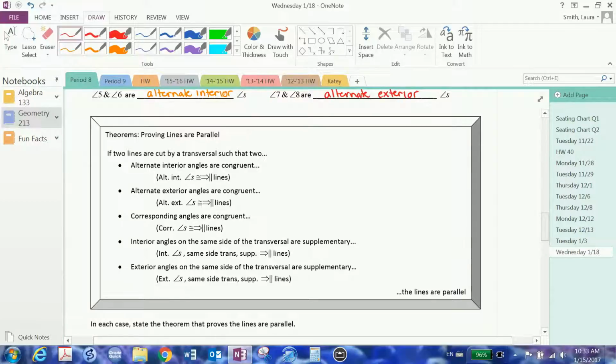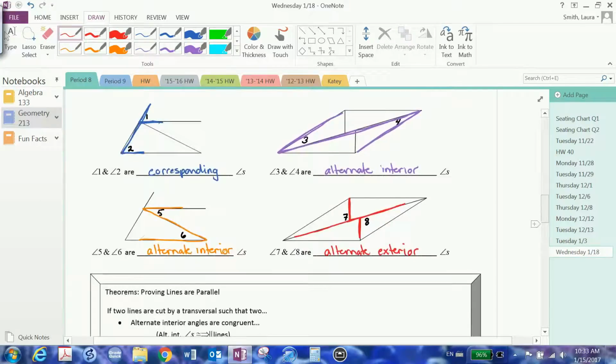If 2 lines are cut by a transversal such that, okay, so here's our situation. We have to have 2 lines cut by a transversal. If in that situation we now have 2 alternate interior angles that are congruent, then we must have parallel lines. So I'm just going to take you back, in this case, looking at this one here. If angles 5 and 6 are congruent, then that must mean that this line is parallel to this line.